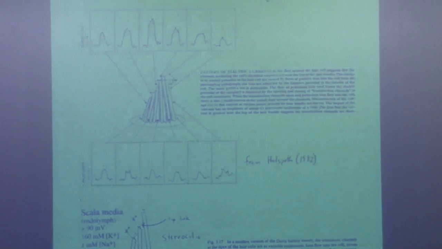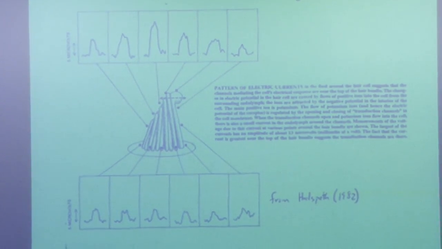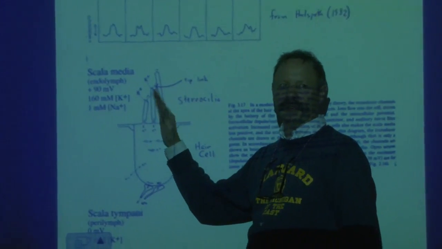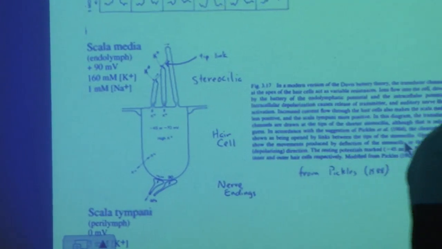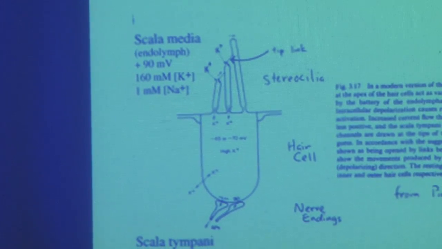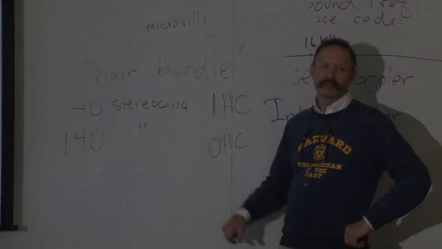Now, why are these exact numbers important? Well, it isn't that important, except we think that the channel that opens up when this hair bundle moves in response to sound is located right at the tips of the stereocilia. And most people believe that there is one channel at the tip of each stereocilium, which would suggest that each outer hair cell has 140 channels, and each inner hair cell has 40 channels.